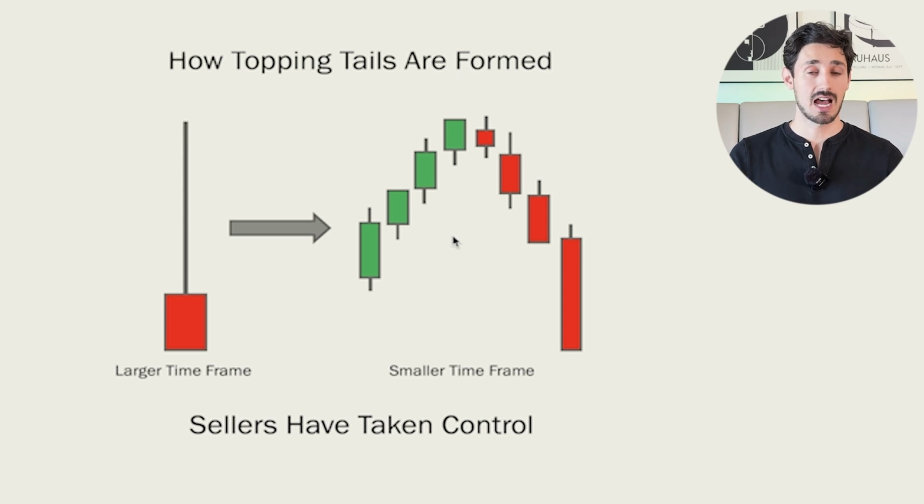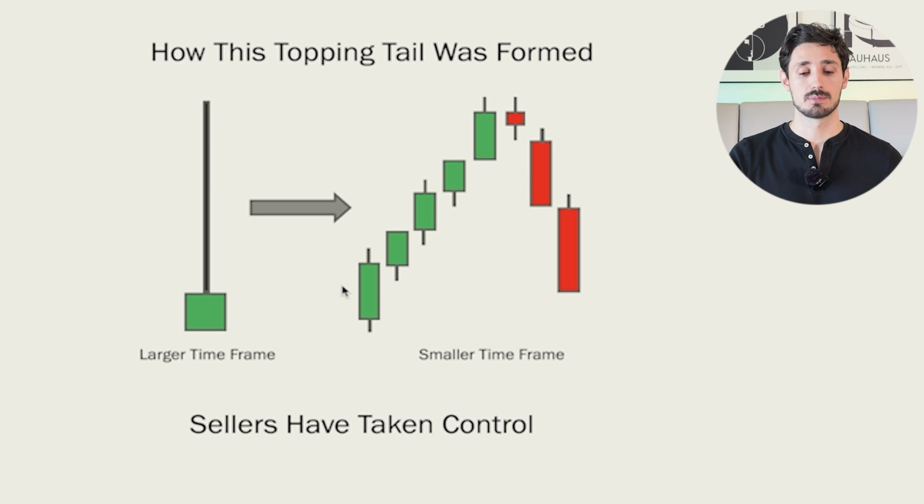The same thing applies for a topping tail, except it's the opposite. Remember, topping tail means that the sellers have taken control. Well, we have a topping tail on a larger term time frame, and if you go to the smaller time frame, you could actually see how the sellers have taken control. The buyers brought prices up to make a high at this wick, and then the sellers took control up here, and they brought prices all the way back down to make lows here, which is the bottom of the body on the larger term time frame. And the same exact thing applies if it's a green topping tail. You could still see that the sellers have taken control of price despite this being a green candlestick.